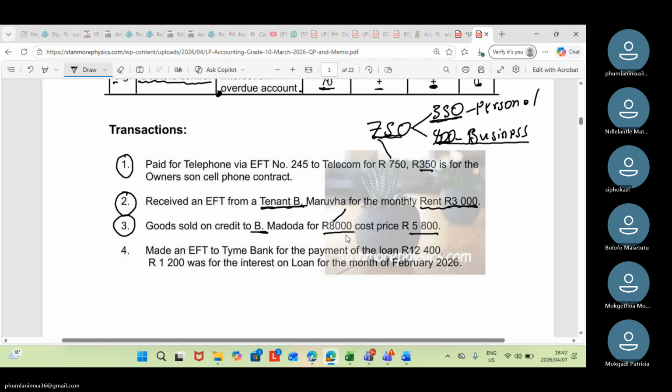Guys, trading stock. Sorry, I can't hear you. I think this 8,000 is the selling price because they want to make a profit. So the 8,000 is the selling price.